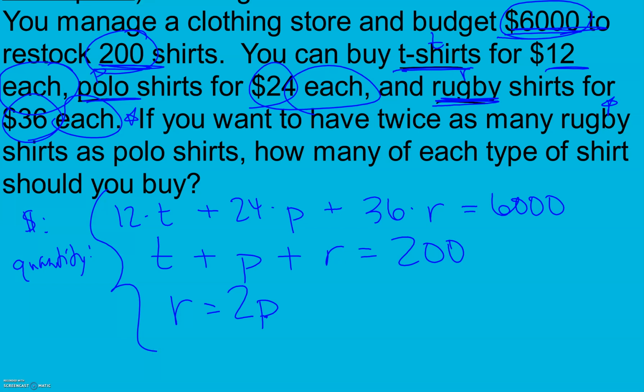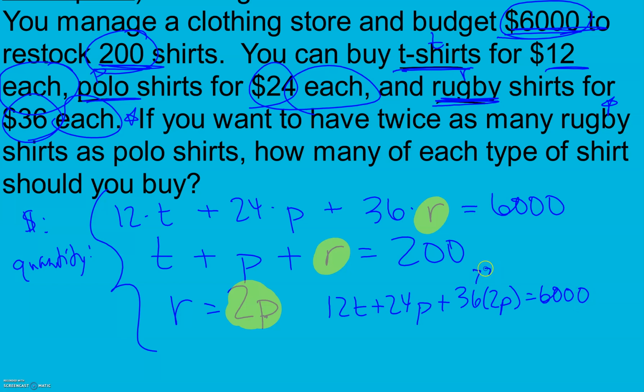Now, I have a system of equations here. I know what r is, so I'm going to substitute in for r in my other two equations. I'm going to get 12t plus 24p plus 36 times 2p equals 6,000. It's going to give me 72p when I multiply. So 12t plus 96p equals 6,000. Same thing here. I'm going to take that 2p and plug it in. So I'm going to have t plus 3p equals 200.